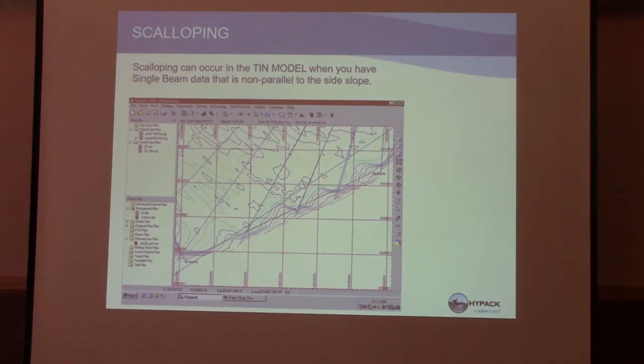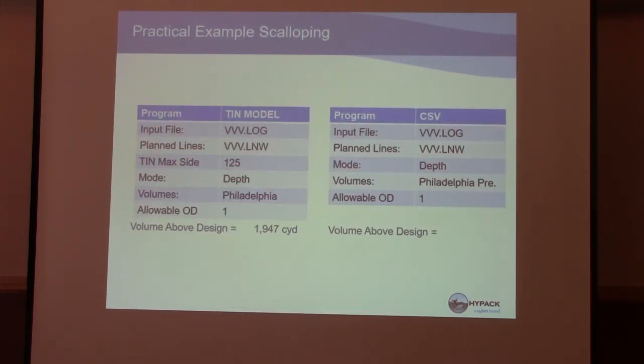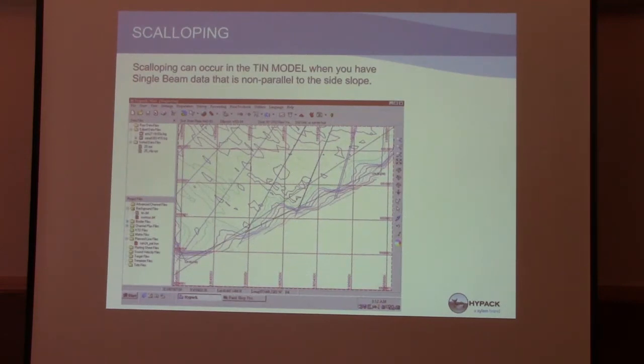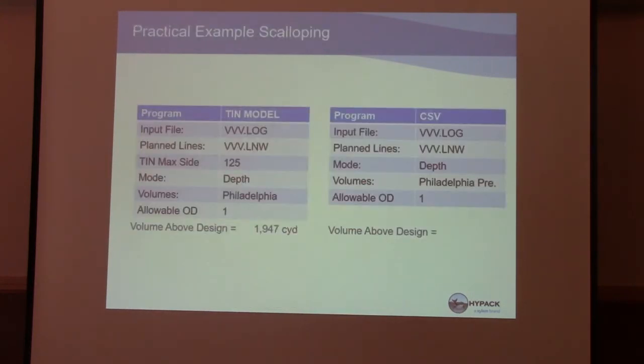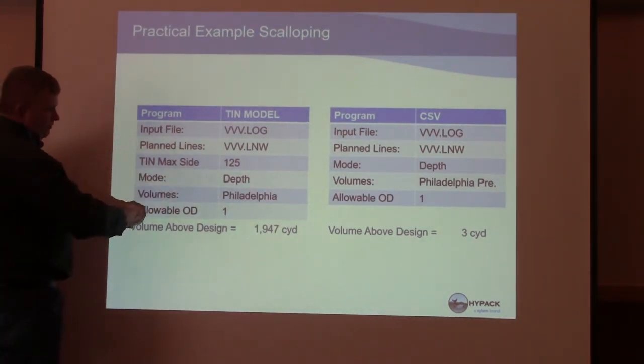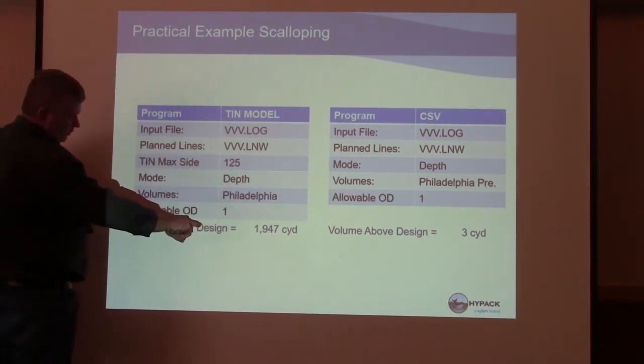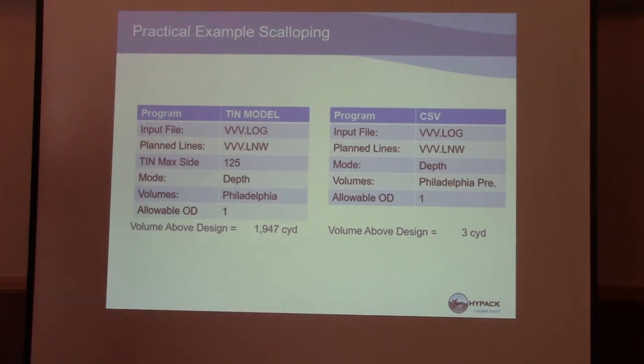Eliminating scallops. We talked about this in the single beam, or in the volume class a minute ago. In the TIN model class, earlier we talked about eliminating the scallops with the single beam data. Remember there was the check box to align your TIN model with the single beam? For everyone that was in the TIN model class, we talked about that. For everyone that wasn't there, the reason you do it is, in this example, we have files that we can use. TIN max side, Philadelphia method. Without adjusting it for the single beam data, there's 1,900 yards. Adjusting it and getting rid of those little triangles that it's talking about, you end up with 3 cubic yards. Has to do with Delaunay triangles and all the stuff we didn't want to talk about before.